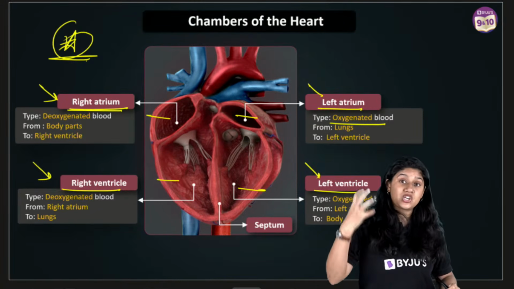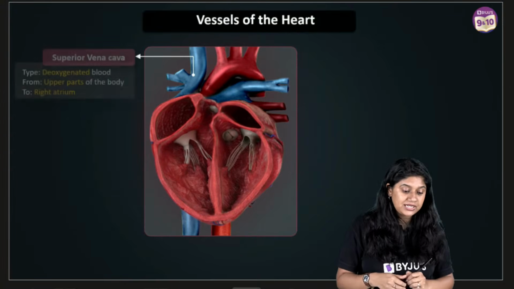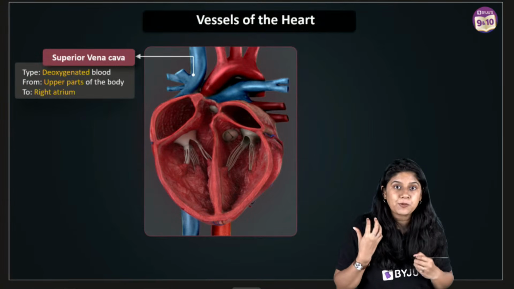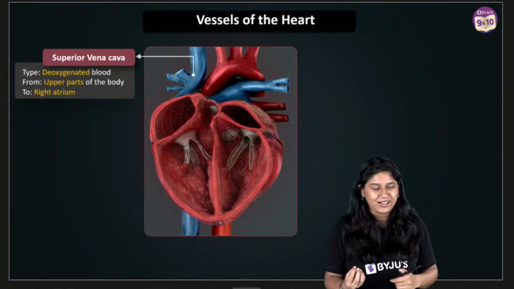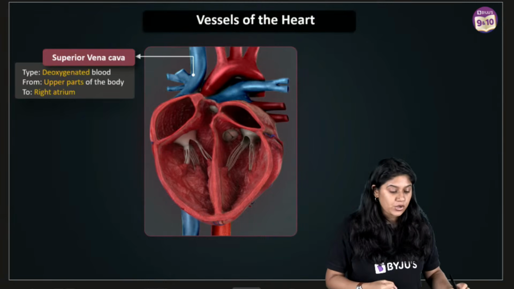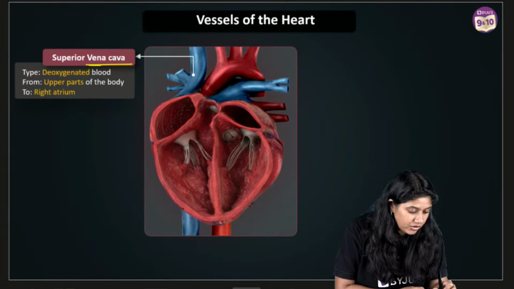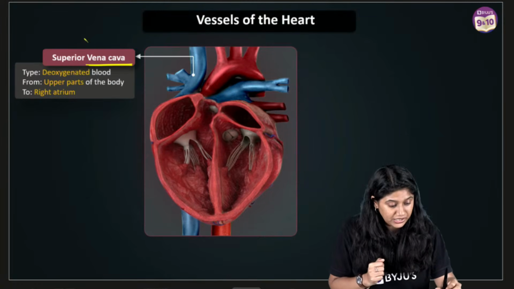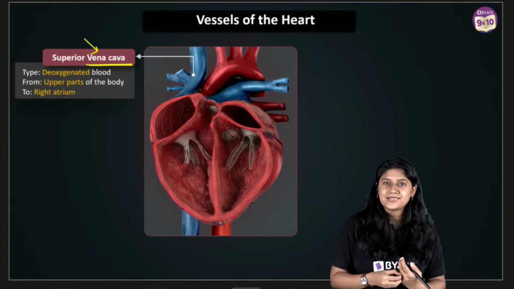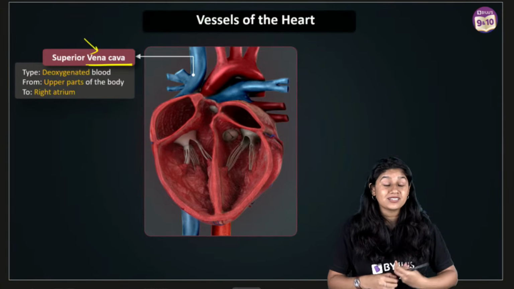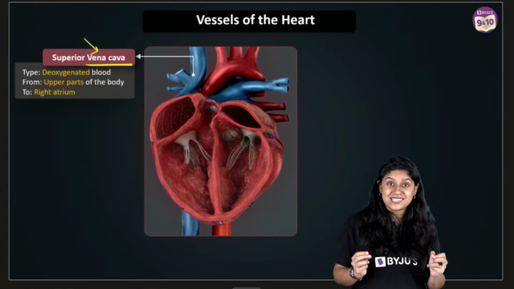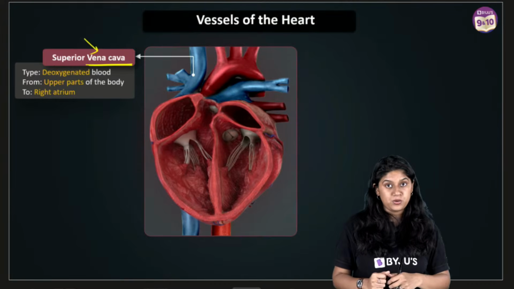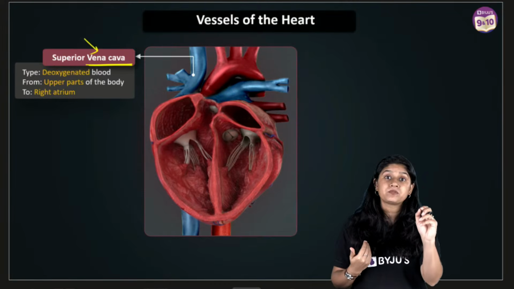Now that we are clear with the chambers of our heart, let's talk about the different blood vessels that we have. First, we'll be discussing the superior vena cava. We'll remember the word vena cava. Vena cava is a type of vein, the largest vein in the body, which carries the carbon dioxide rich blood from the different parts of the body to the heart.